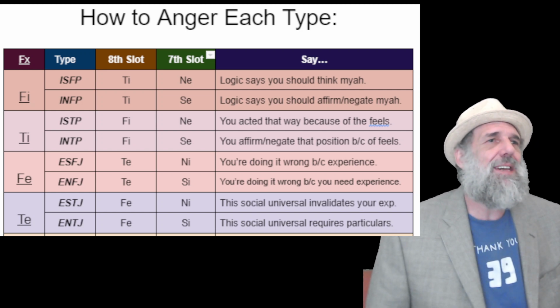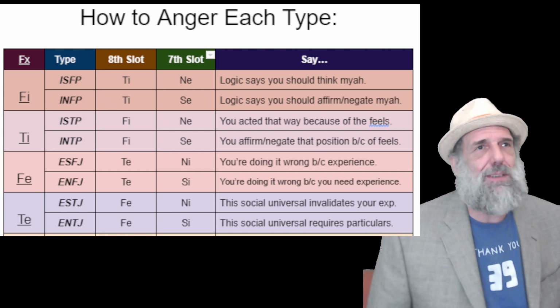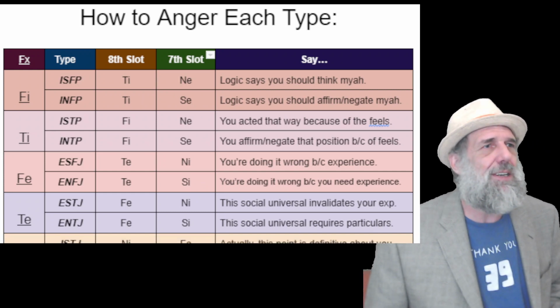For the ENTJ, it's going to be like, if you want to attain on FE, you're going to need to pay attention to the particulars here. Remember this person's birthday, his name, whatever. That's going to piss off the ENTJ.